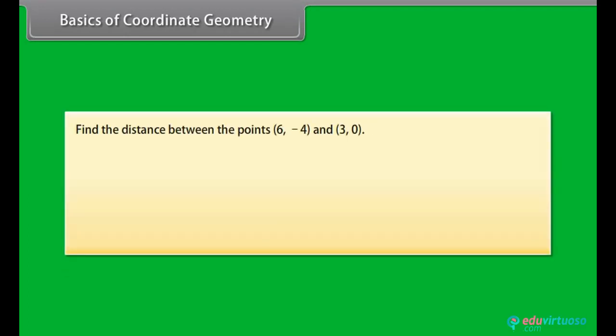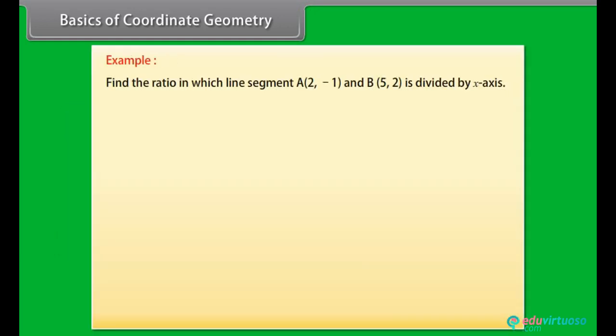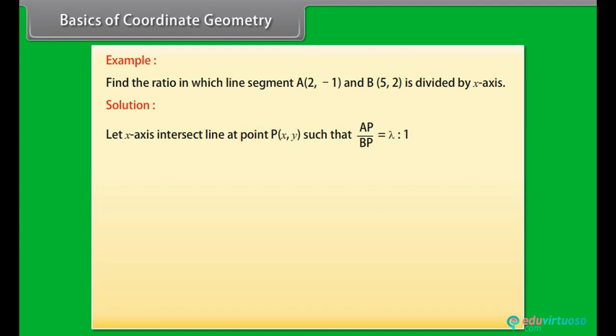Basics of coordinate geometry. Find the distance between the points (6, -4) and (3, 0). Solution. The distance between the points (6, -4) and (3, 0) is square root of. Example. Find the ratio in which line segment A(2, -1) and B(5, 2) is divided by x-axis. Solution. Let x-axis intersect the line at point P(x, y), such that AP by BP is equal to lambda is to 1, y is equal to 0.